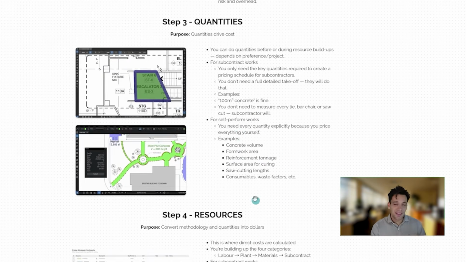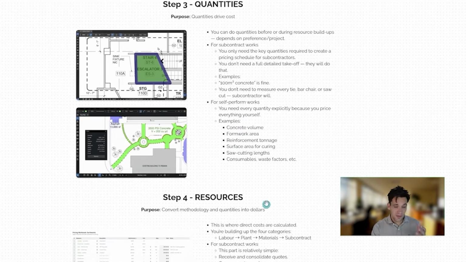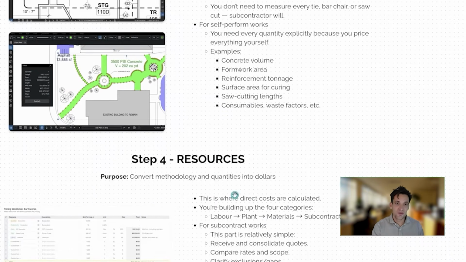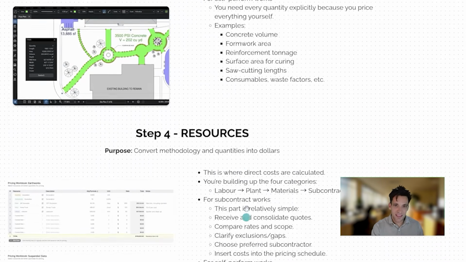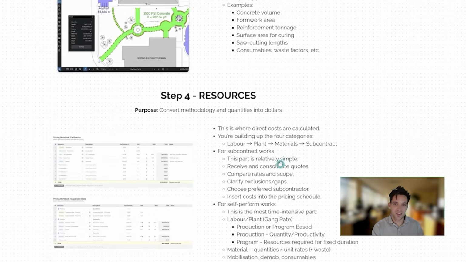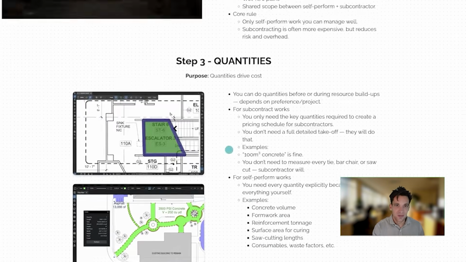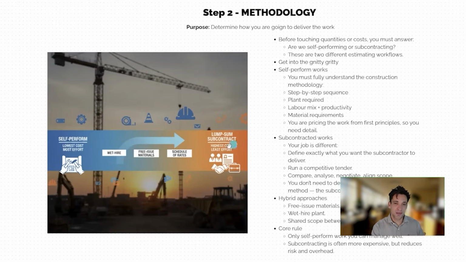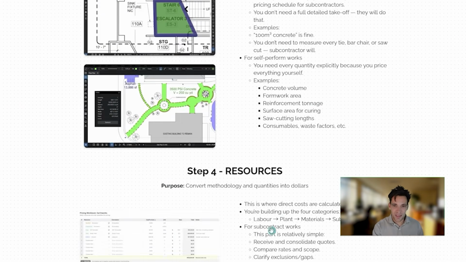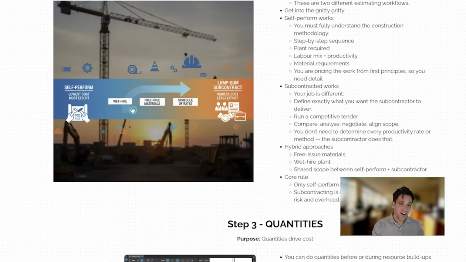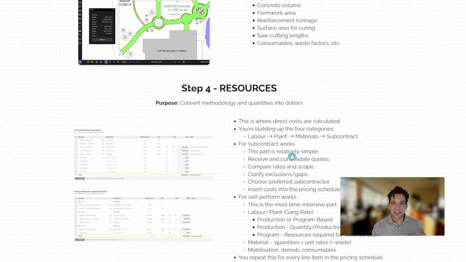Now, the final step, again, I do steps 3 and 4 at the same time, but some people prefer to do them sequentially, is you then need to convert your methodology and quantities into dollars. This is where your direct costs are going to be calculated. You're building this up into 4 key categories: labor, plant, materials, and subcontract. Any single task is going to be some breakdown of this. If we go back to our continuum, if it's a full lump sum subcontract, then it's just going to be a subcontract cost. If it's a self-perform, it's going to be some breakdown of labor, plant, and materials. If it's a hybrid thing, like a wet hire of a crane or something, it's going to be a breakdown of labor, subcontract, materials, whatever.